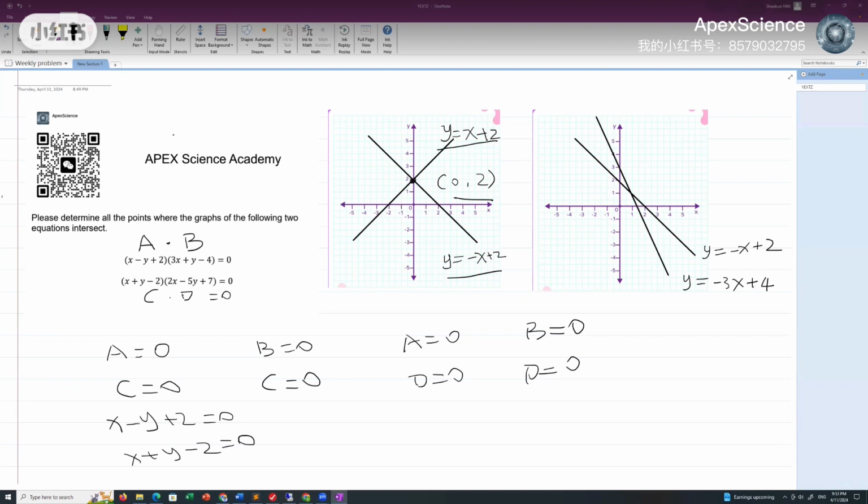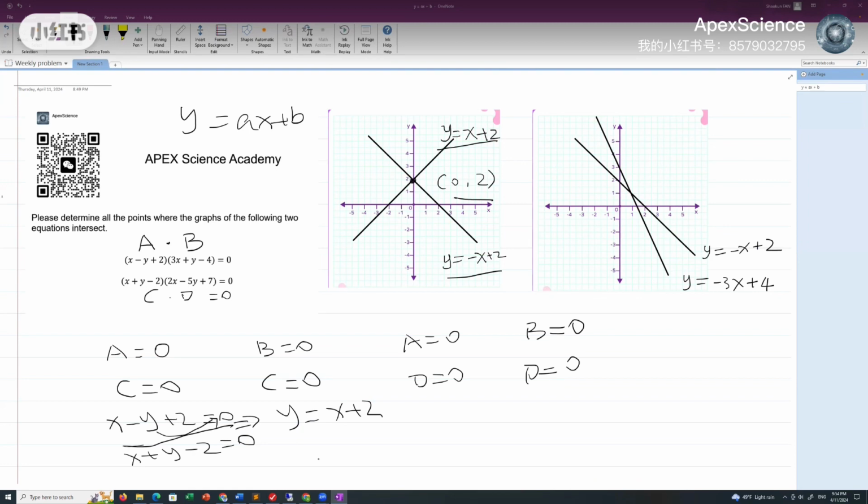We need to rearrange these formulas a little bit because we want to find something like y equals ax plus b, right? So how do we do that? We just rearrange this formula. Here, for example, this equation is very easy. We just move y to this side, which will get us a standard form, y equals x plus 2, which is exactly what I have here. The slope is 1, and the y-intercept is 2.